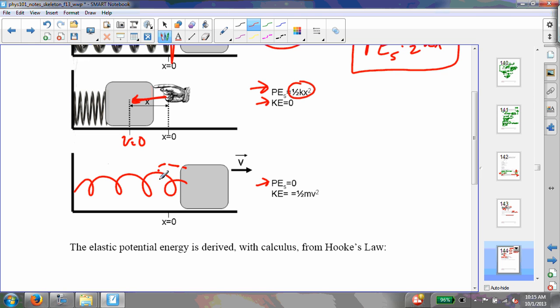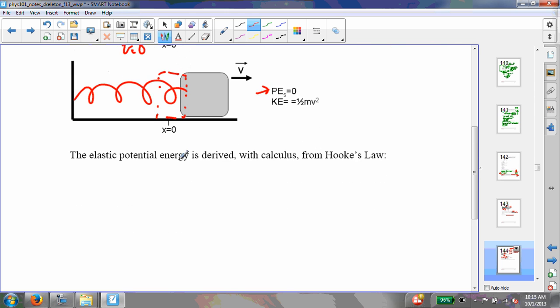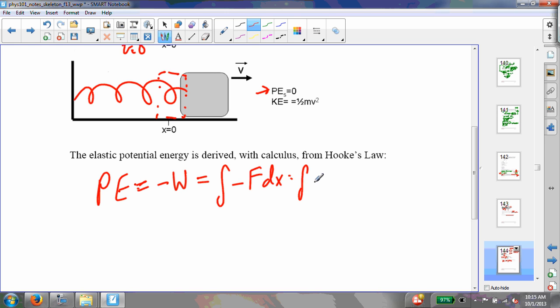So more correct to draw my block here: the potential energy at x equals 0 is equal to 0, and the kinetic energy is equal to 1/2 mv squared. I can show you quickly how to derive this. You're not responsible for this, but the potential energy of a spring is equal to the negative of the work done. So any work that I do, the negative of that is the potential energy, and that's equal to the integral of negative F dx, the integral of kx dx, which, if you're in calculus, is 1/2 kx squared.